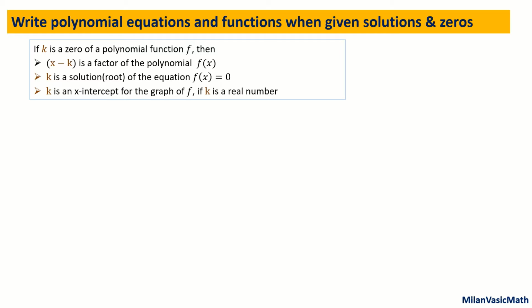First, we have that x minus k is a factor of the polynomial f of x. Second, k is a solution, also known as a root, of the equation f of x equals 0. So if we set f of x equal to 0 and we solve for it, we will get the solution k. There might be multiple solutions as well. And then third, if k is a real number, then when you graph f, k will be an x-intercept on the graph, and you will actually be able to see it.